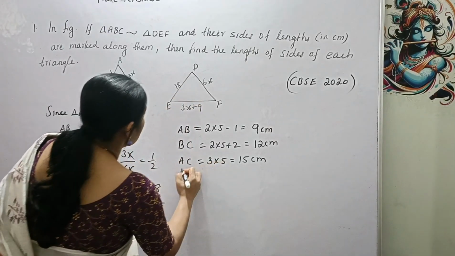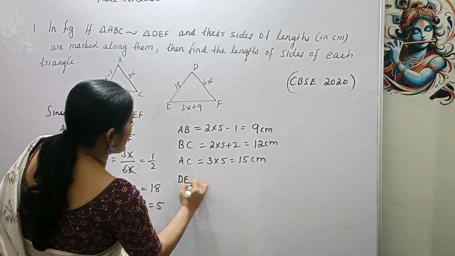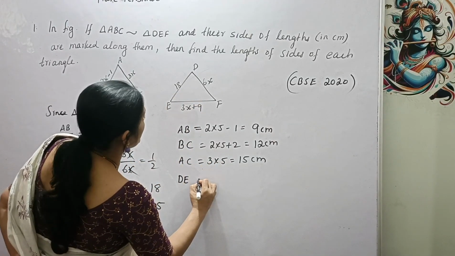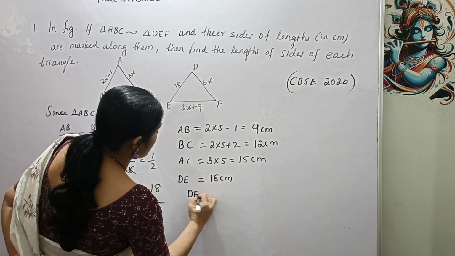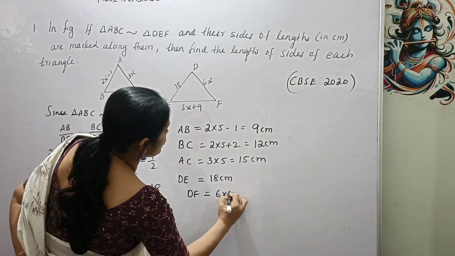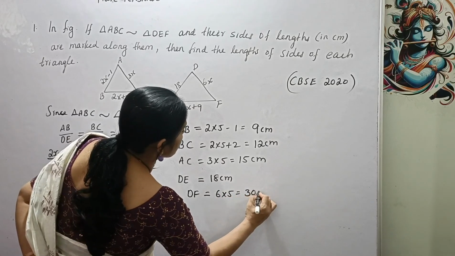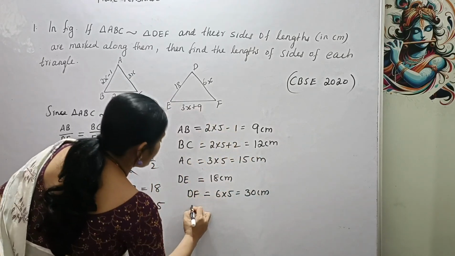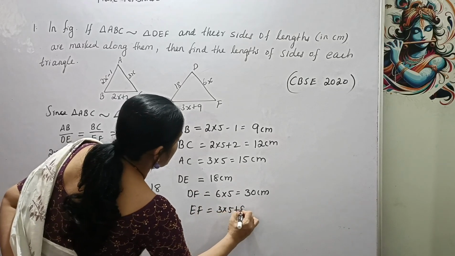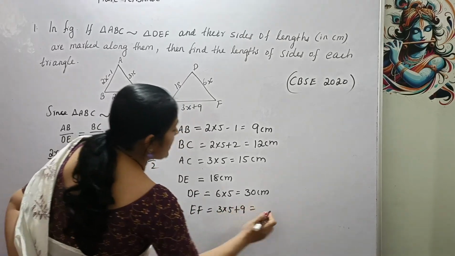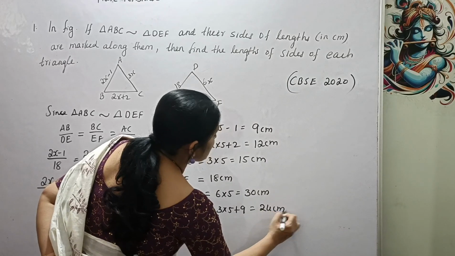Next is DE, second triangle. DE is equal to 18 centimeter, and DF is equal to 6 into 5, that is 30 centimeter, and EF is equal to 3 into 5 plus 9, that is 15 plus 9, 24 centimeter.